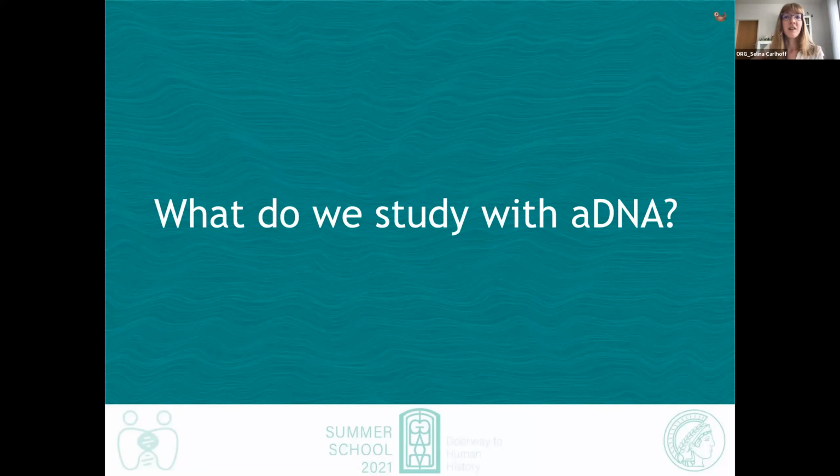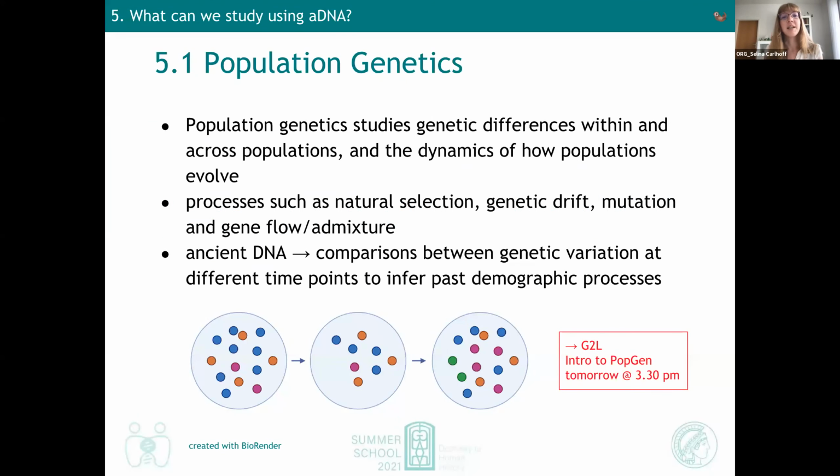To get started, the first really big area where ancient DNA is being used today is population genetics. Just as a quick introduction, since Jena and myself will talk about population genetics in more detail tomorrow afternoon, a quick definition so you know what I'm talking about: population genetic studies look at the genetic differences within and also across populations and try to explain the dynamics of how this population evolved.